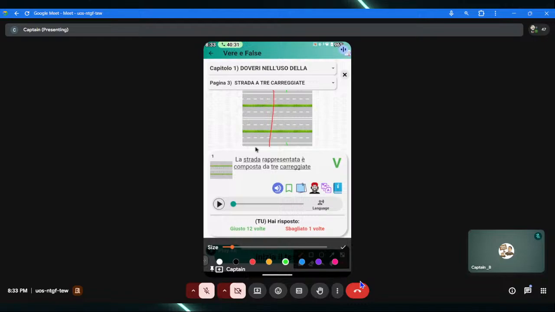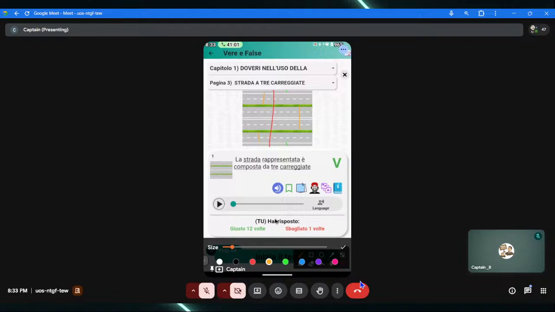All right, so this is Banchina. Now let's go to the other one. From this green line here to this white line is known as carreggiata. From this green line to this other green line is known as carreggiata. From this white line to this green line is known as another carreggiata.